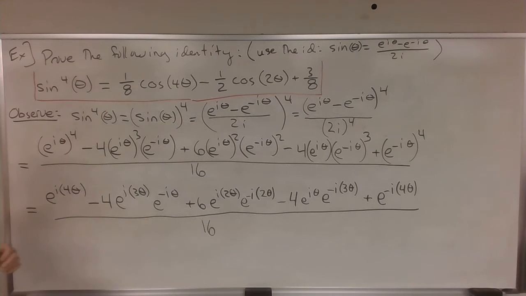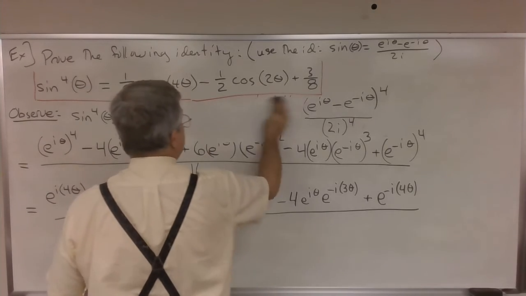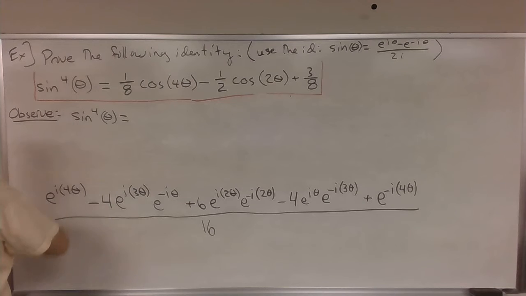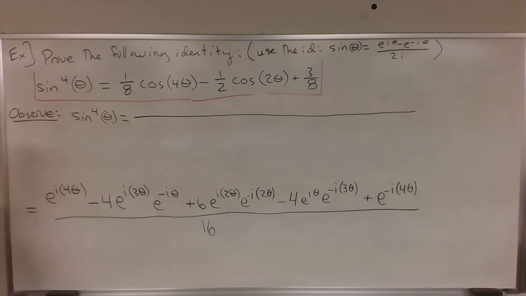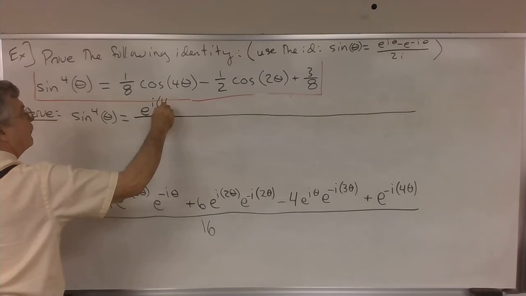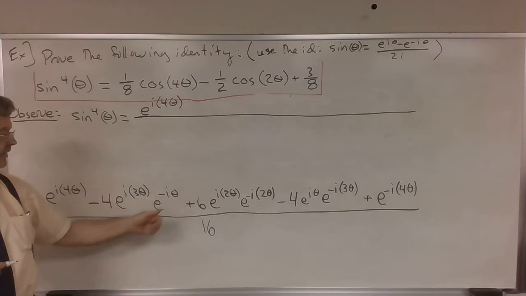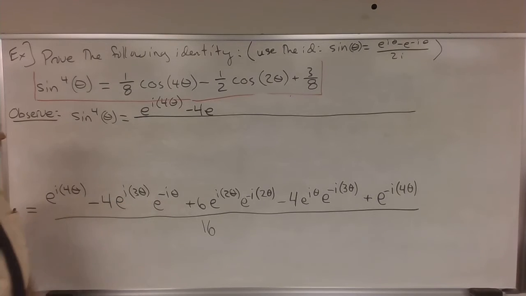I'm running out of blackboard space here, so I'm going to erase the top two lines and continue my computation. I'll remind myself that all of this is over 16 so that I don't forget my denominator along the way. e to the i 4 theta, I'll leave that alone for right now. These two I can combine. The exponents are going to add: i times 3 theta minus i times theta, that's i times 2 theta. So minus 4 e to the positive i 2 theta.